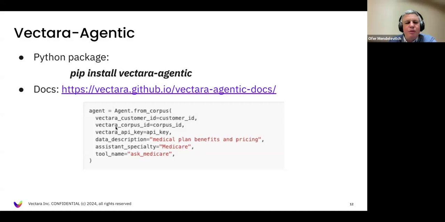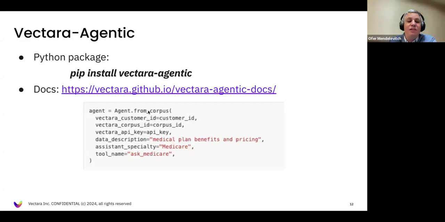And I'm showing here a little bit of code, which is the simplest way to use it. There's other ways if you have more than one tool, but this is a simple way of just wrapping one RAG tool with Vectara around an agent. In this case, you give it the Vectara customer ID, your corpus ID, your API key, and a little bit of description of what you want the tool to do.